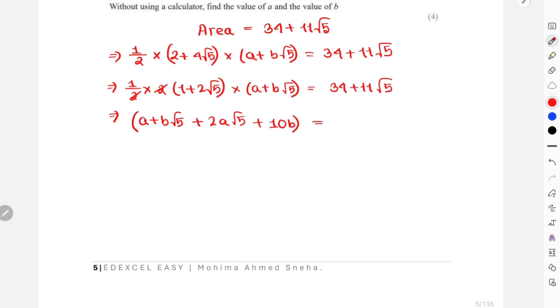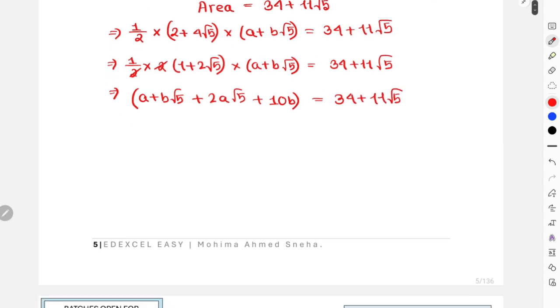This part is equivalent to 34 plus 11 root 5. We have to use equality over here. For example, in this part, for the constant like 34, this will be a plus 10b, and this will be 2a plus b root 5.